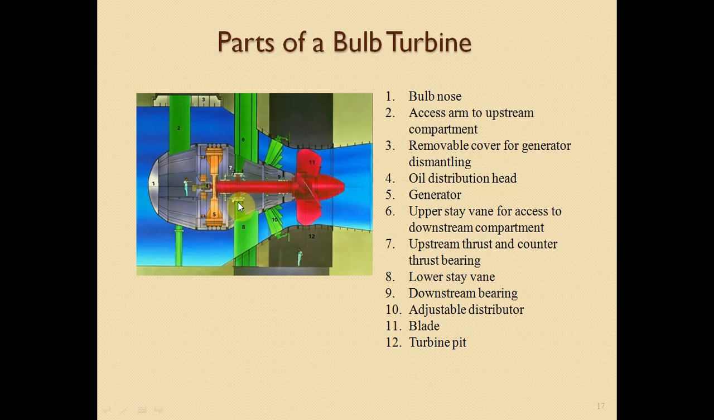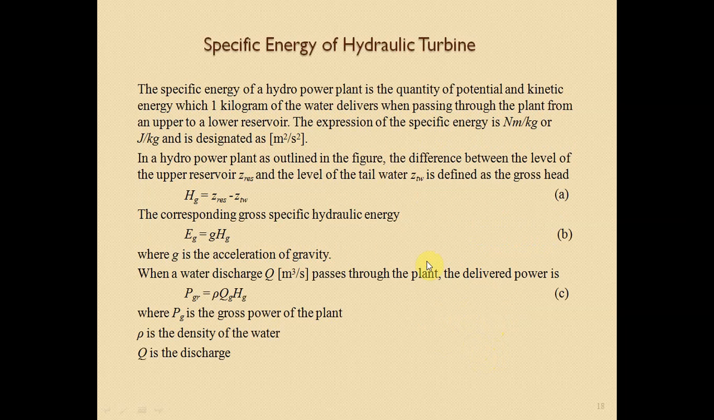So this is the inside view of the bulb turbine. So first one is the bulb nose. Then accessories arm to upstream component. Then a removable cover for generator dismantling, oil distribution head, generator, upper stay vanes for access to the downstream compartment, upstream thrust and counter thrust bearing, lower stay vanes, downstream bearing, adjustable runner blades and turbine pit.